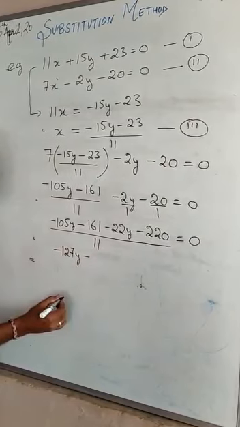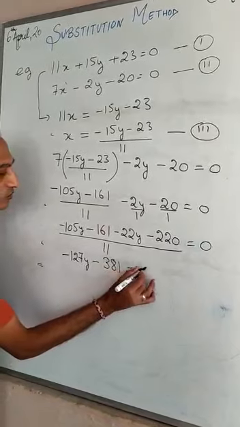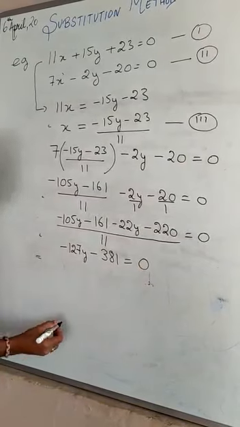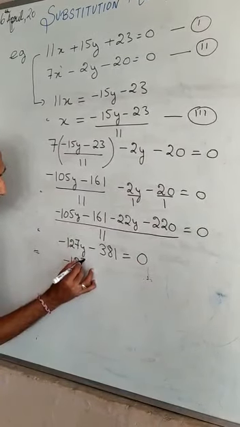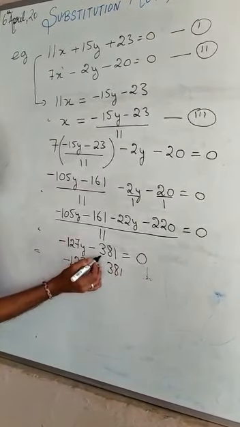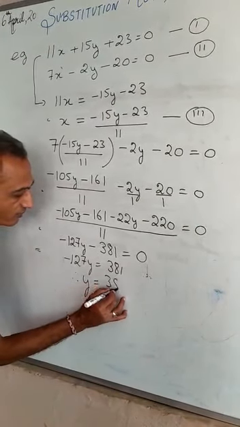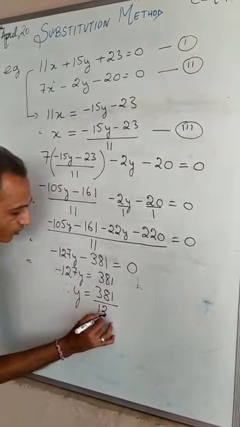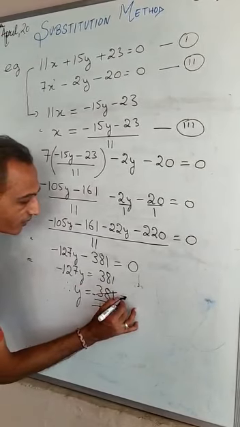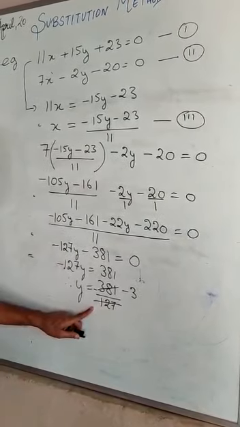Minus 105y minus 22y becomes minus 127y. Minus 161 and minus 220 becomes minus 381 equals to 0, because 11 goes to the other side, multiplies with 0 and becomes 0. I get minus 127y equals 381 because I have sent minus 381 to the other side. Therefore, y is equal to 381 upon 127 with a minus sign. 127 cancels minus 381 and gives me minus 3. I have got the value of y as minus 3.